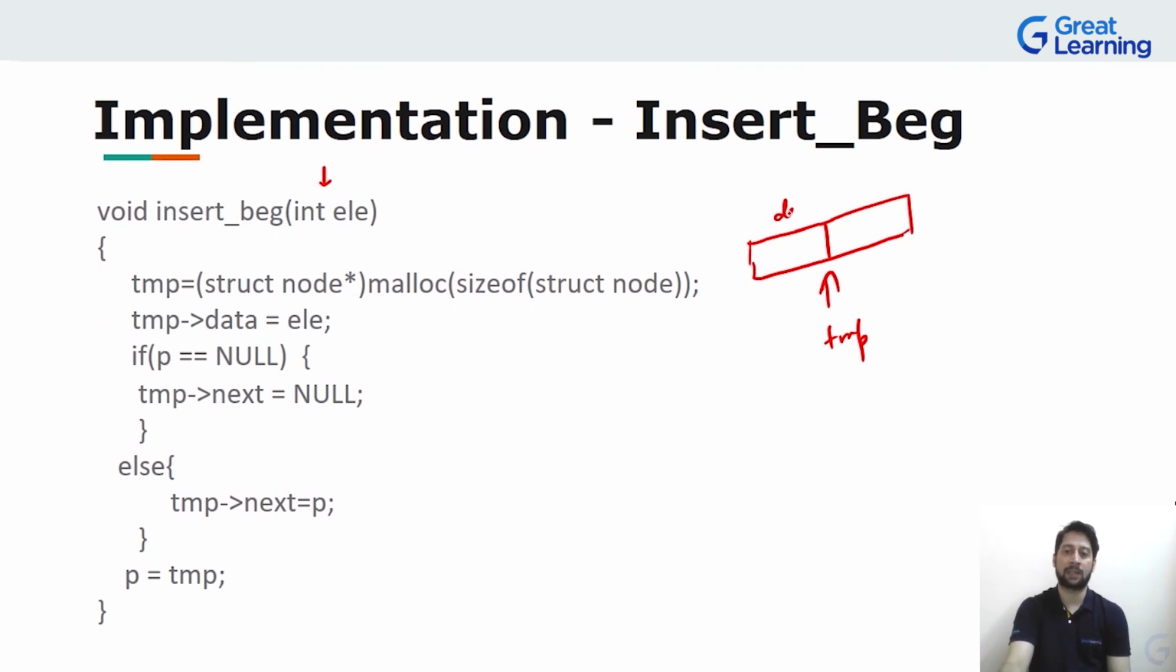We are initializing this data part, and we have the next part in this new node, and we are initializing this data part with the element. Let's suppose this is 5. Now this is done. These two steps are done.